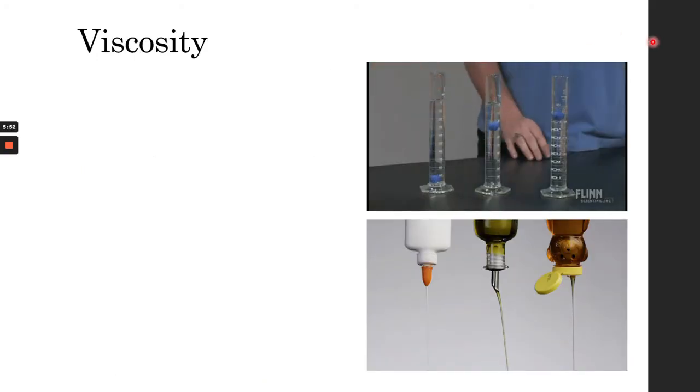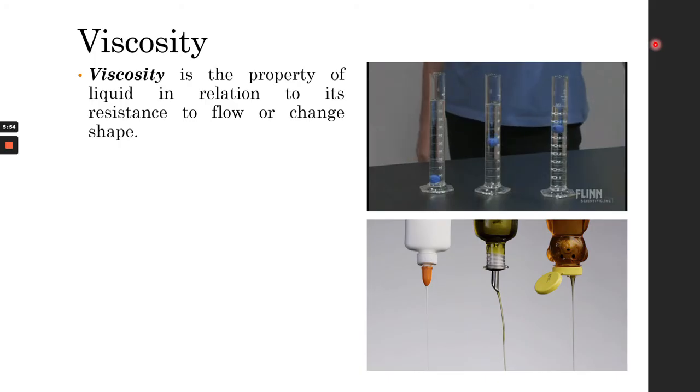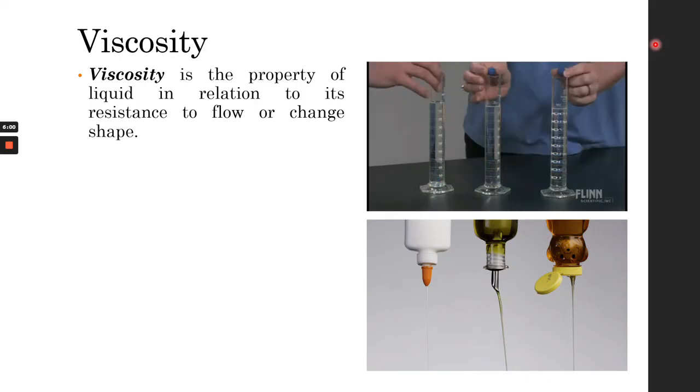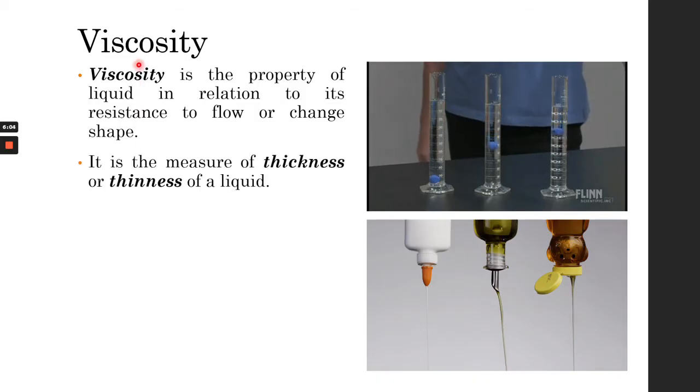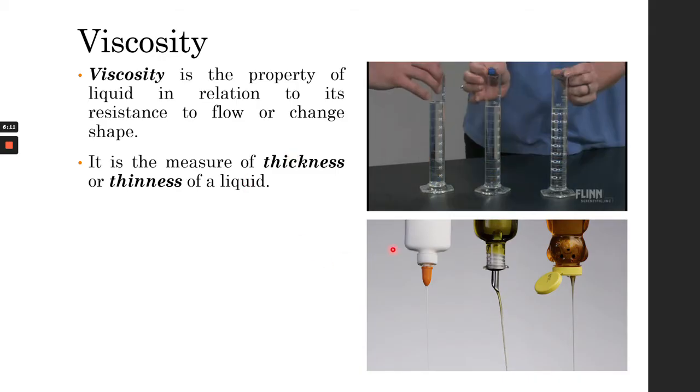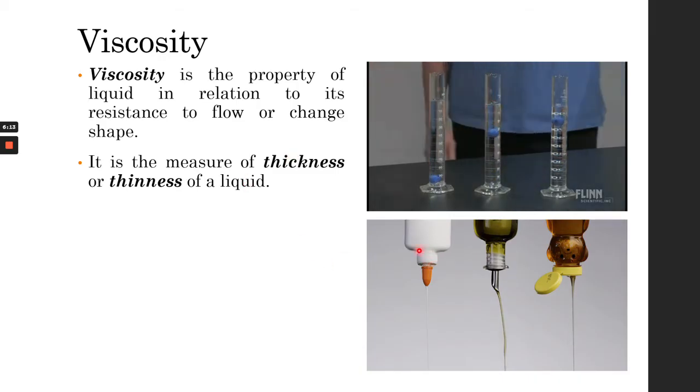Next, viscosity. When we talk about viscosity, this is the property of a liquid to resist flow or change its shape. You can think of viscosity as basically the thickness or the thinness of the liquid, kung gaano siya kalapot. We have some examples of viscous liquids here, like glue. We also have olive oil and even honey.